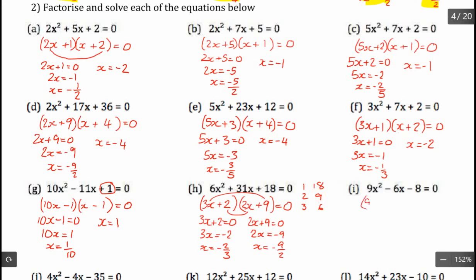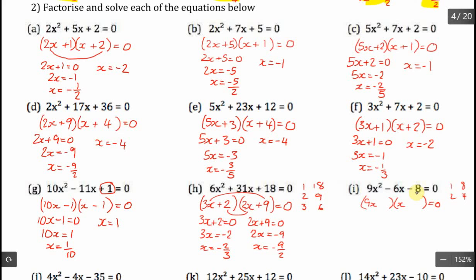Could be 9x times x, could be 3x times 3x. So let's find out. Pairs of numbers that multiply together to make 8 first of all: 1 and 8, or 2 and 4. Don't worry about the negatives. Okay, can I times any of these numbers by 9, add the other one, and somehow get negative 6?